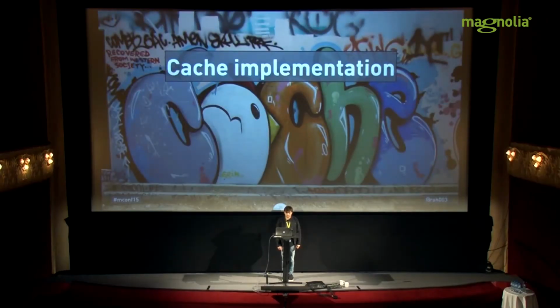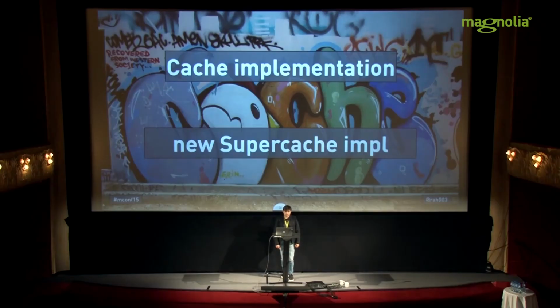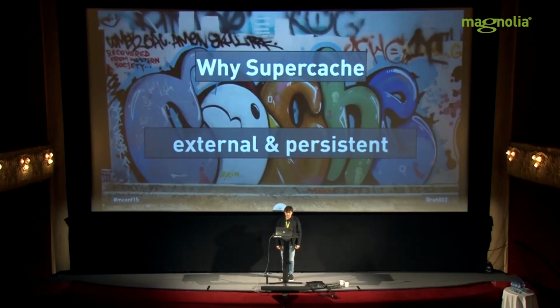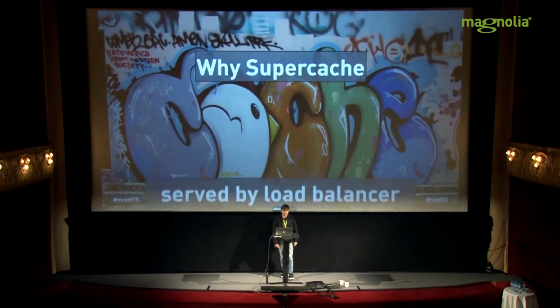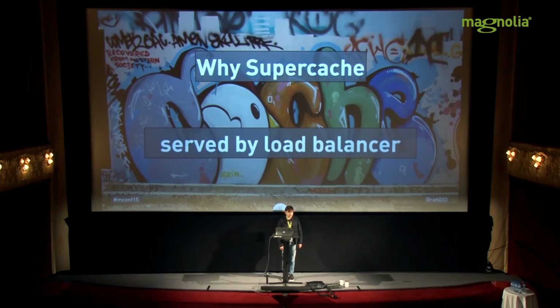And this is still not all. Since we started with those new implementations, there is yet another. There is a product called Supercache, and we added an implementation for this as well, as yet another alternative. Why, you might ask? Well, it has some interesting features. Apart from being an external system and a persistent cache, it also allows you to serve the items from the cache at the load balancer level directly.